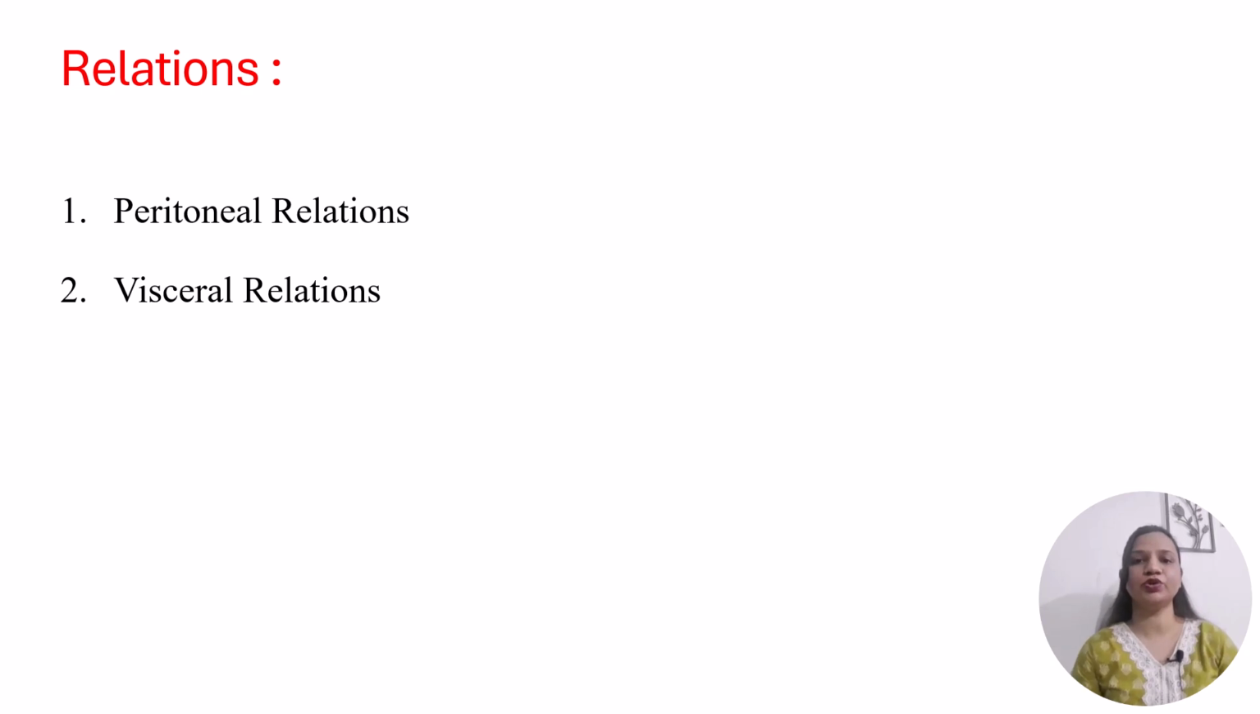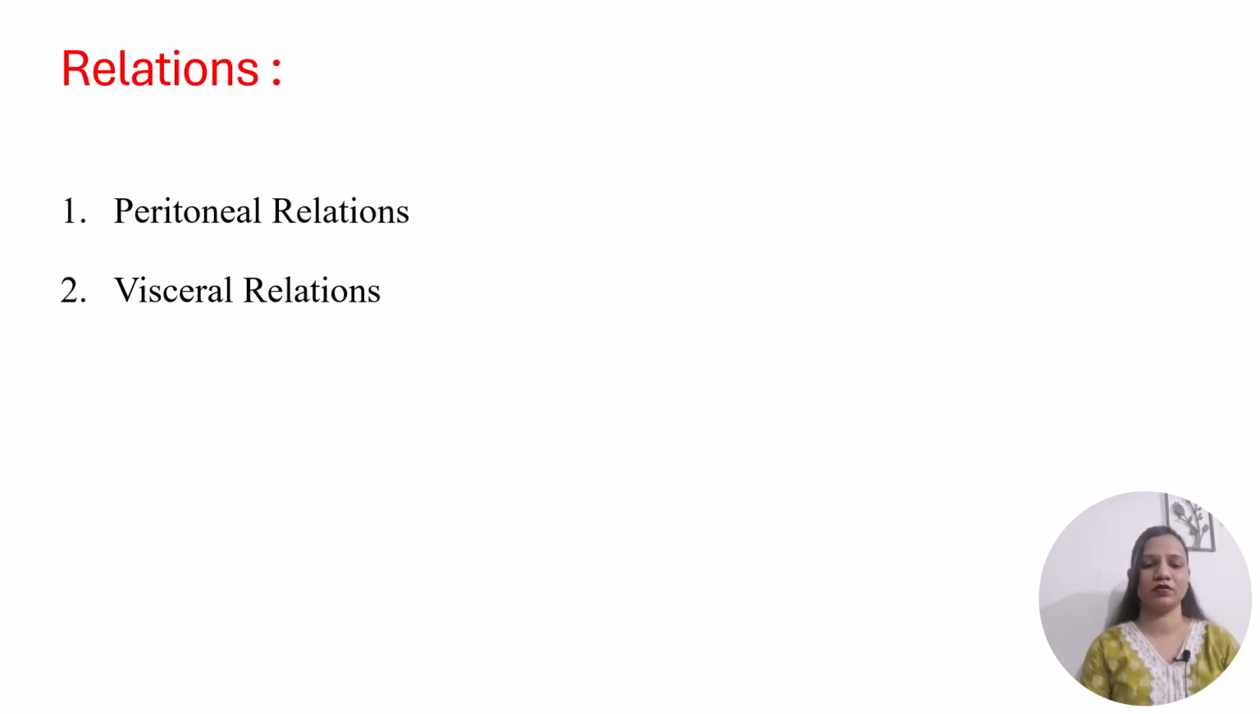In today's lecture, we are going to discuss the relations of the liver. So let's get started. There are two types of relations that we can understand regarding the liver. The first one is the peritoneal relations, that means how the peritoneum is attached with the liver, and the second one is the visceral relations, that means what organs are located aside the liver.